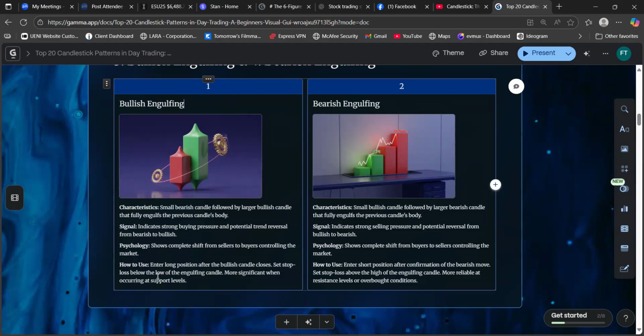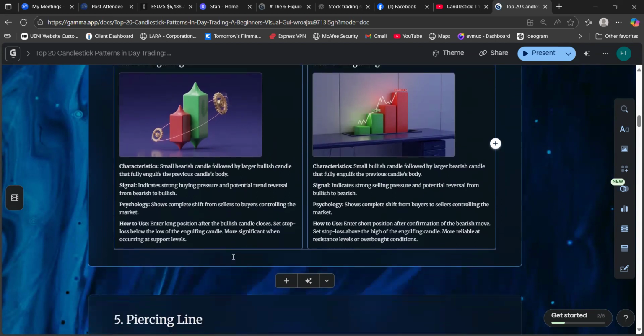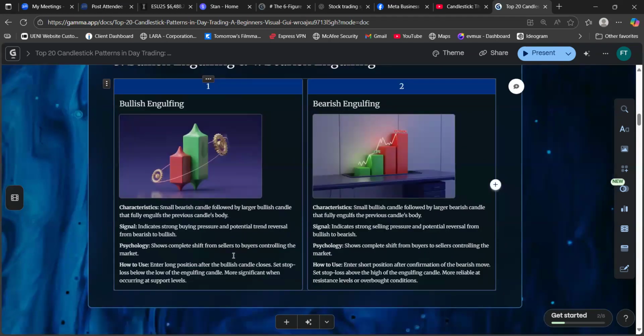How do we use this? We enter a long position after the bullish candle closes, set the stop loss below the low of the engulfing candle, and it's more significant when occurring at support levels. We're going to show you support and resistance as we move forward, because that is another confirmation. When you start to see 3 or 4 or 5 things line up in a certain way, that increases the probability that you are correct about what the market is going to do.